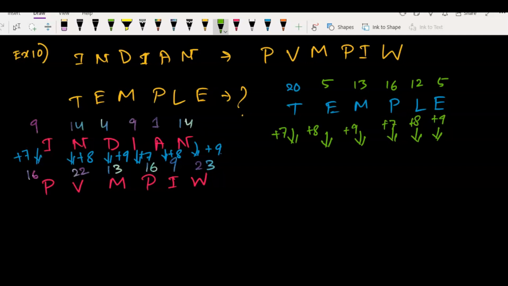So 20 plus 7, 27. 27 means 1. 1 means A. 5 plus 8, 13. 13 means M. Then 13 plus 9 is 22. 22 means B. Then 16 plus 7 is 23. 23 means W. 12 plus 8 means 20. 20 means T. And 5 plus 9. 5 plus 9 is 14. 14 means N. So answer is AMBWTN.